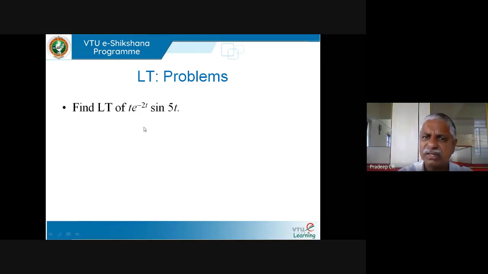Do the same thing twice. If I know Laplace of sine 5t, then I can find Laplace of t sine 5t. How do I do that? Differentiate. Then what do I do? How do I find Laplace of e power minus 2t into t into sine 5t? I replace s by s plus 2. That's all. So that's the trick.